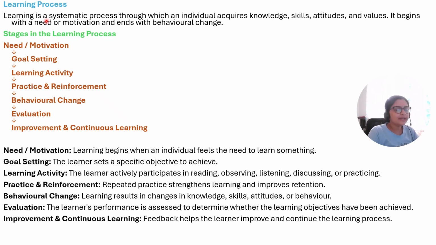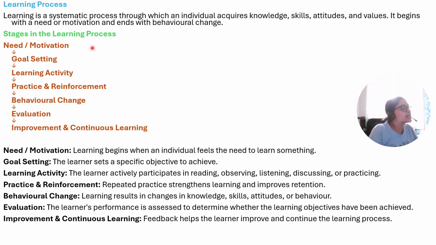In the previous slide, we have seen learning is a continuous cycle. Now learning is a process. What does that mean? It has a series of well-defined steps. So it is a systematic process through which an individual acquires knowledge, skills, attitudes, and values. The starting point of the learning process is need or motivation. That means there should be a need or some motivating factor for that person to learn. And it ends with the behavioral change. So behavioral change is the final end point of learning.